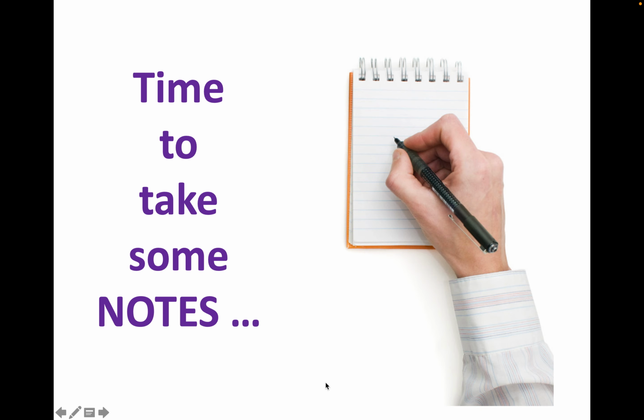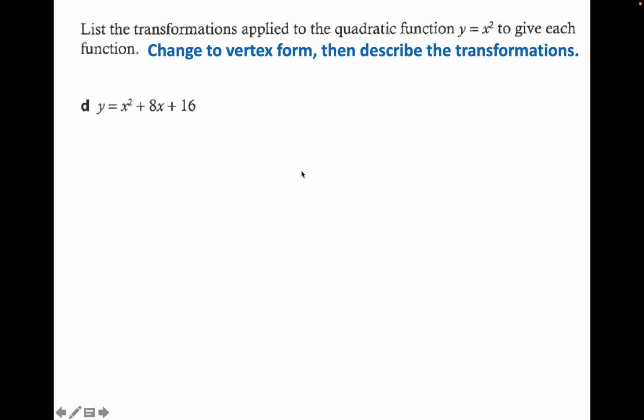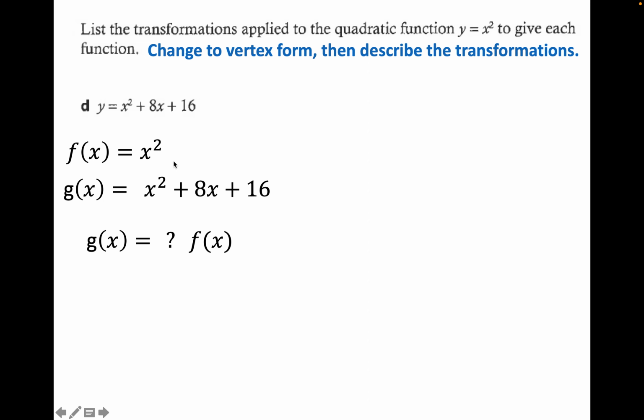Okay, so now let's take notes on the notes page that was given to you for this video. And you're going to try the same process. So you have a standard form, you're going to change it to vertex form, then describe the transformations that took place. Try it out here. Okay, so our goal again is, imagine you have a regular parabola parent function and g of x is the one given to us. You're trying to say g of x is what has been done to f of x to create this g of x function.